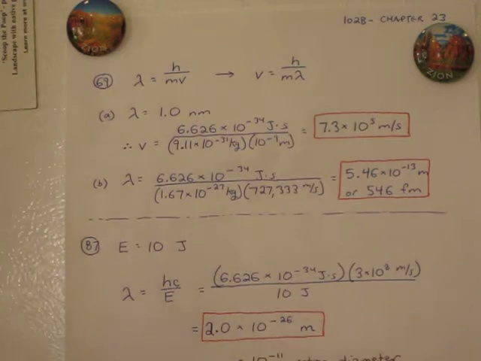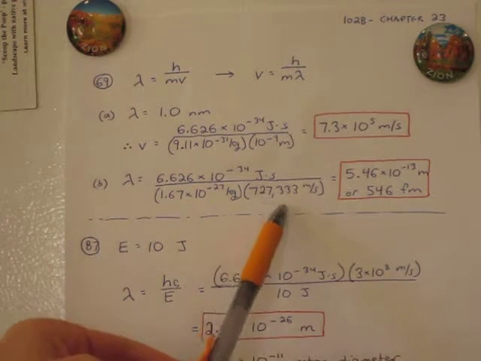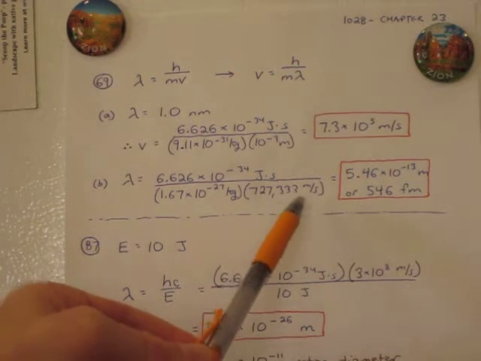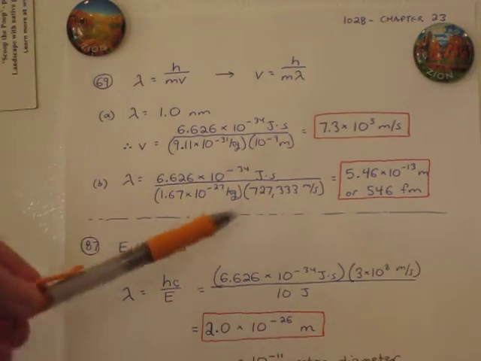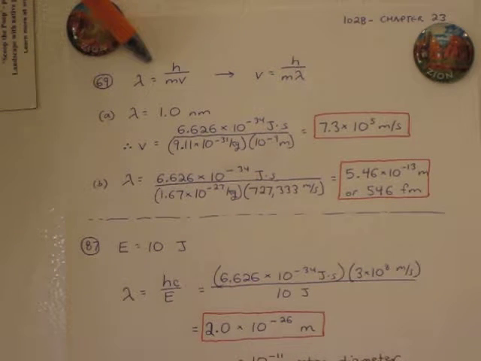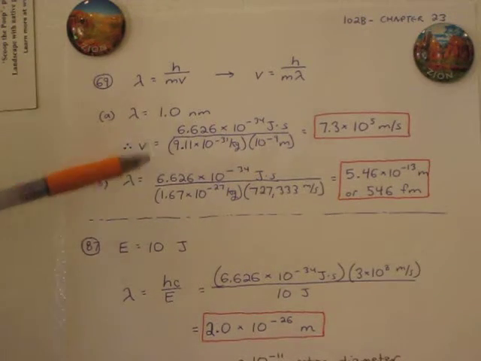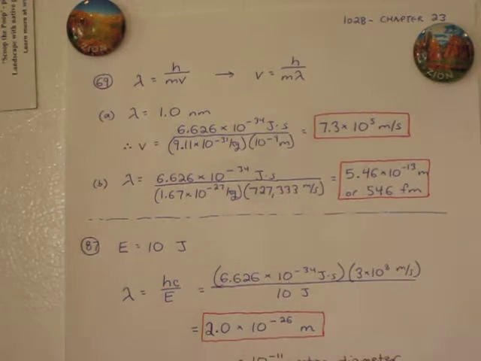Now for part B, I've solved for lambda, but I've used the non-rounded answer that my calculator gave me. Instead of 7.3 times 10 to the 5th, I have the full 727,333, so I don't get propagation of error from rounding. So lambda, I'm using this equation, lambda equals h over mv. It's the mass of a proton, instead of in part A, where we used the mass of an electron. And we get 5.46 times 10 to the negative 13 meters, or 546 femtometers.